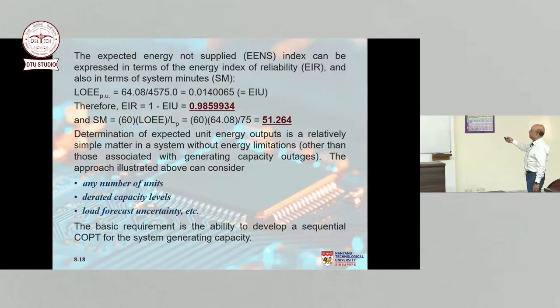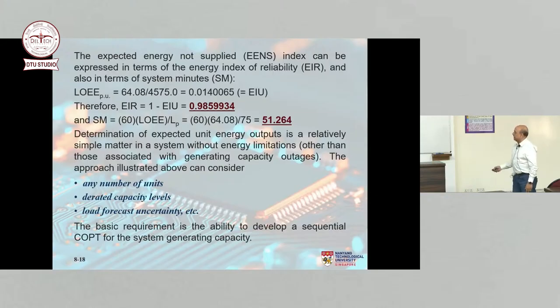So the determination of the expected unit energy outputs is a relatively simple matter in a system without energy limitations. But if the system is energy limited, then you have to consider that in your calculations. And the approach can also consider any number of units, derated capacity levels. We already saw that. One of the generators had derated capacity. And we can also include load forecast uncertainty, just like we did before the break. We did that for LOLE, but no reason why we can't do it for LOEE. It's the same. You have to do the calculations 7 times instead of 1 time.